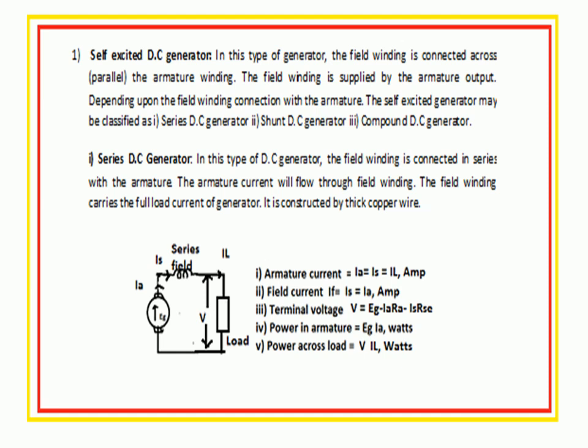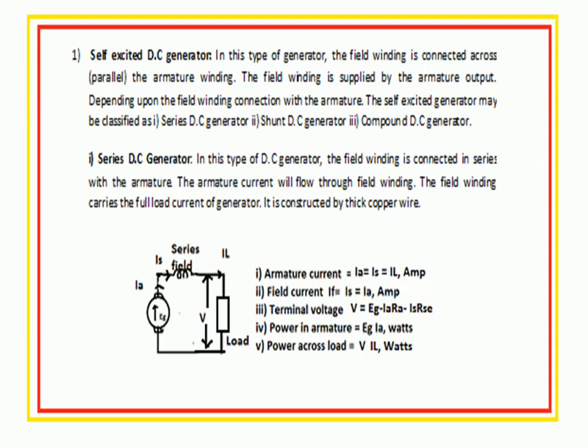Now you have to come to the second category, that is the self excited DC generator. The name itself gives self. The armature current itself excites the field winding. Such types of generators are called self excited DC generators. As shown in the figure, the field winding is connected in series with the armature, hence whatever armature current flows also flows through the field winding.